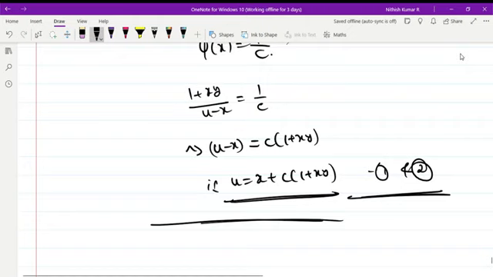Now just substituting xi of x equal to 1 by c in equation 6, we get 1 plus xy divided by u minus x is equal to 1 by c. This gives u minus x equal to c into 1 plus xy. So u equals x plus c into 1 plus xy is a solution of my given partial differential equations 1 and 2. Hence the solution. Thank you.